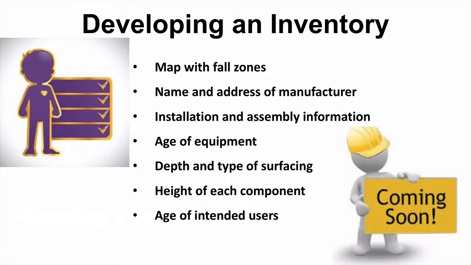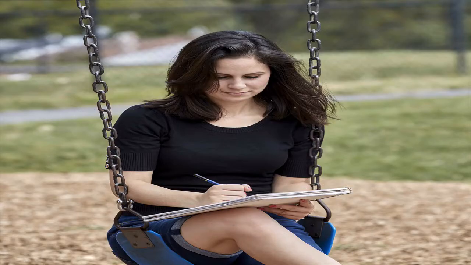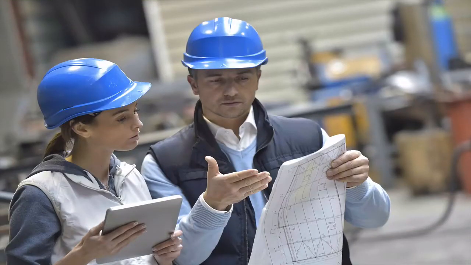The first step in developing an inventory is drawing a simple map of the center's playground. It does not have to be a great artwork. It only has to show the location of the playground equipment. The next step is to list the manufacturer's name and address of each piece of equipment on the playground.